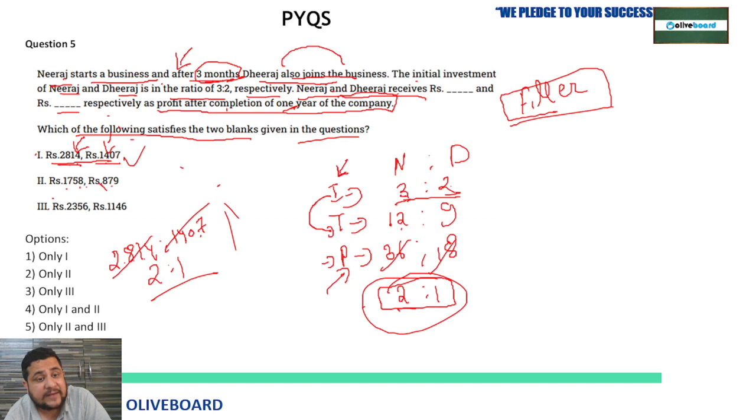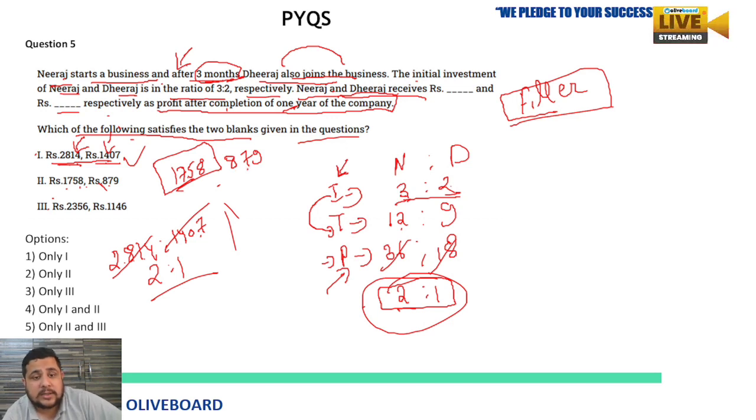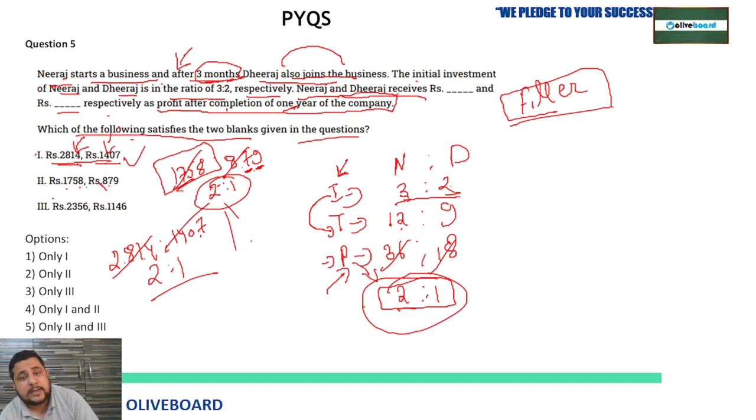Now 1758, 879. So 879 multiplied by 2, if we do, we will get what? See, double of 800 is 1600, and just double 70, so you will get 1740, and double 9 is 18 more, which means 1758. So it is also two times 879. So we are getting the ratio 2 is to 1, which satisfies our profit ratio actually. So these are the possible values. First also satisfying, second also satisfying.